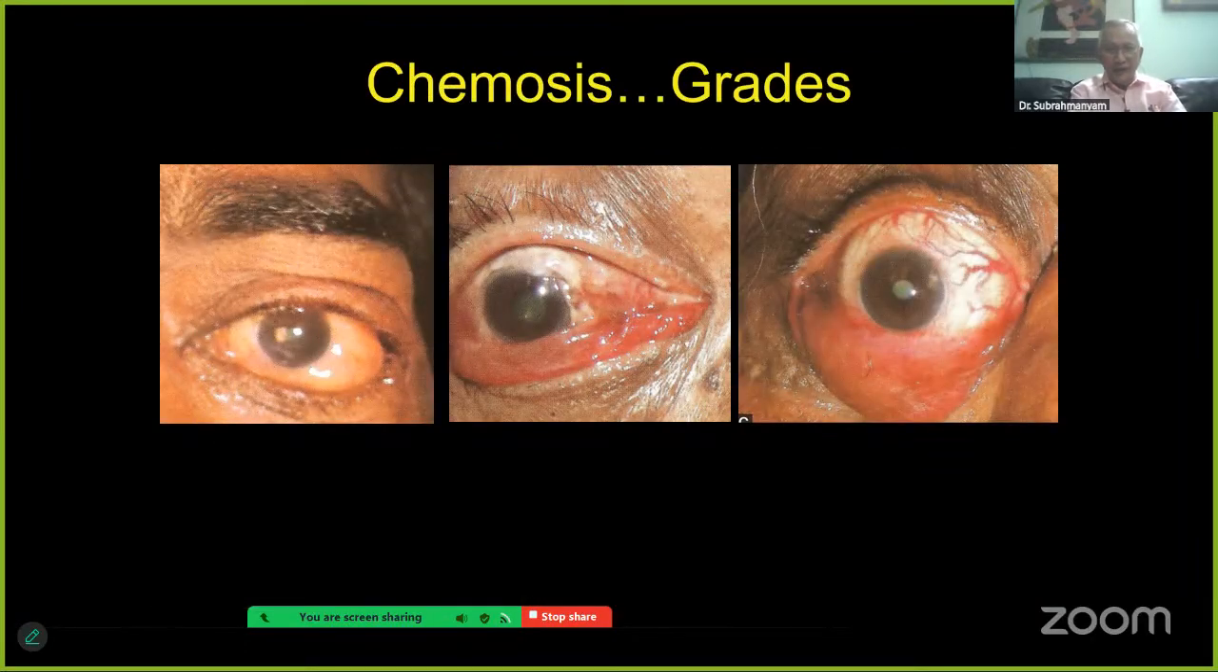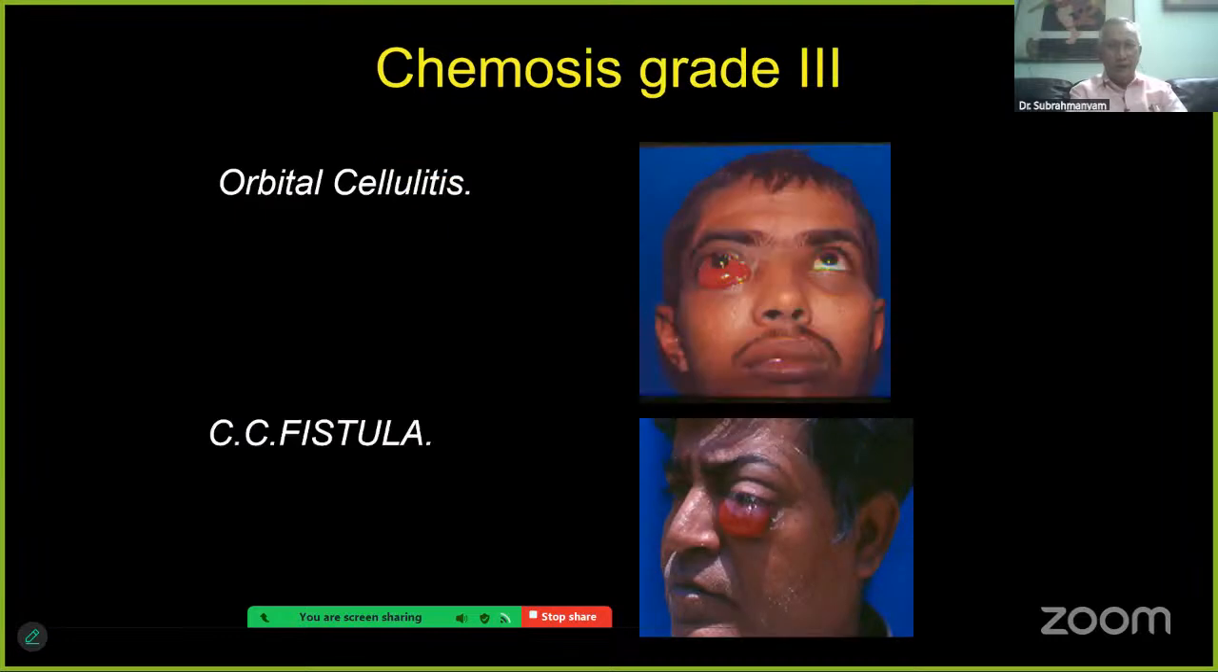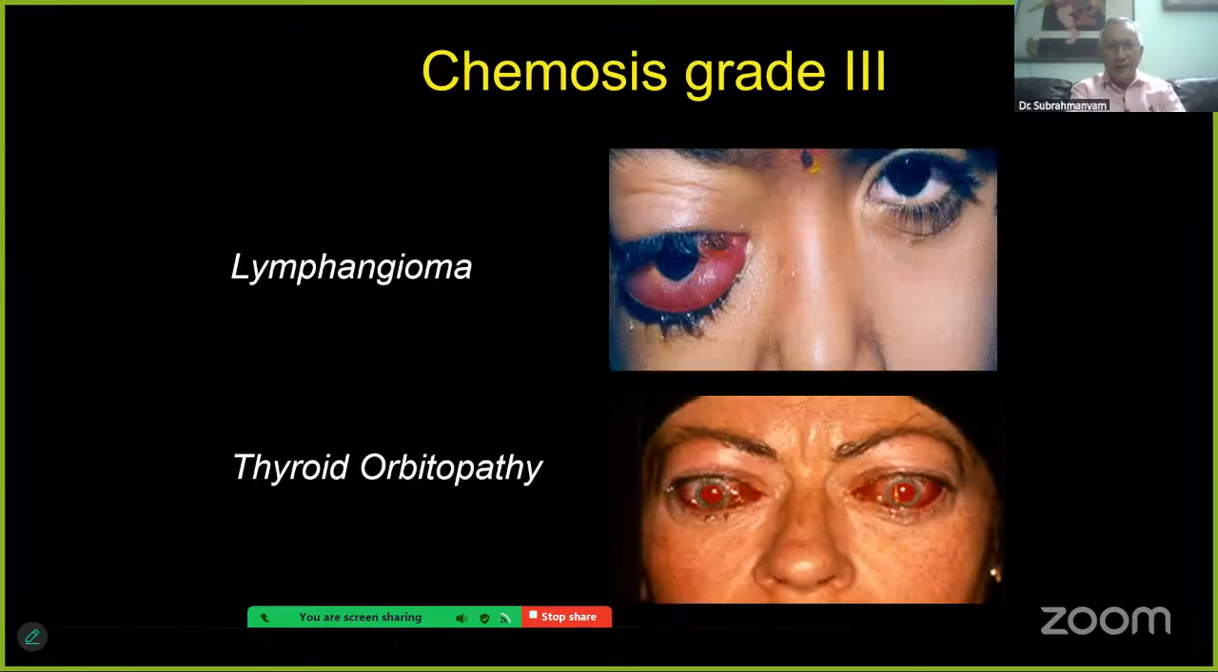Chemosis, conjunctival edema, is divided into 3 grades. Grade 1, where it is behind the gray line. Grade 2, in front of the gray line. And grade 3, it collapses over the skin over the lid. Chemosis grade 3 in orbital cellulitis and carotid cavernous fistula. Chemosis grade 3 in the lymphangioma, as you can see here, and thyroid associated orbitopathy with severe lid retraction.